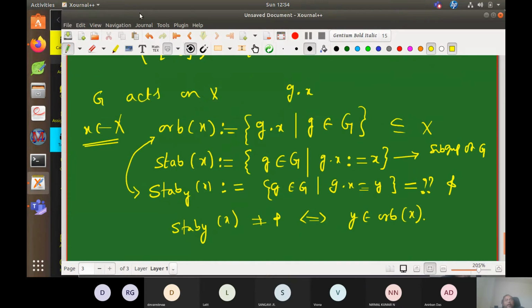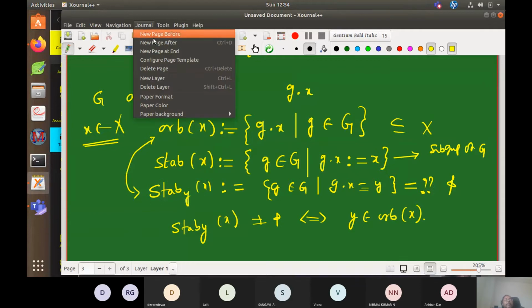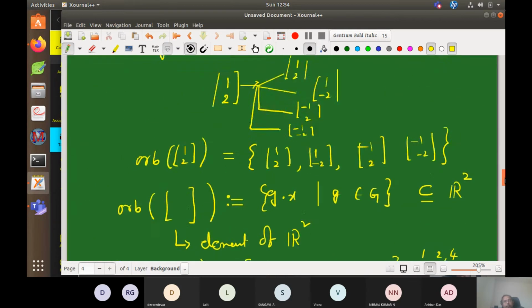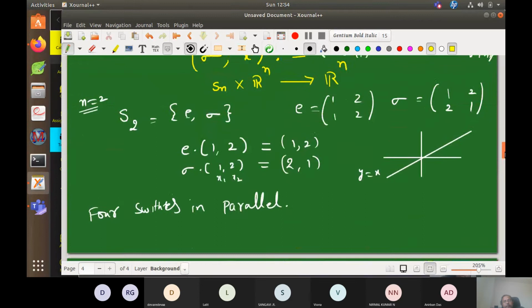Anyhow, I will come to these definitions and we'll try to evaluate orbit and stabilizers more and more again. But before going to that, we need to exhaust the definition much more. We need to look at the definition in a much better way. That's why again I am going to the definition only. If you want to give more examples, then first we look into them.